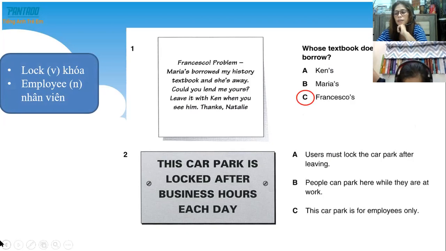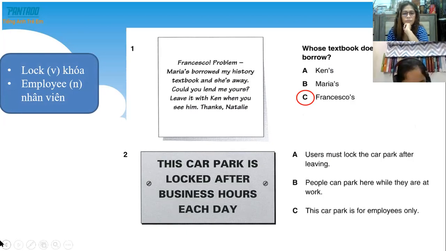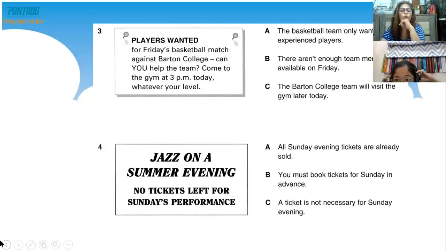How about number two? What's your answer? B. This car park is locked after business hours each day. Yeah, I choose B. People can park here while they are at work. Okay, number three and four, what's your answer? Just read it carefully. Very good.